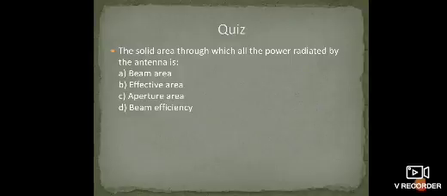The solid area through which all the power radiated by an antenna is going to be called the beam area. So around the antenna, the solid area is covered. That means the area having the power radiated by an antenna around us we call the beam area.